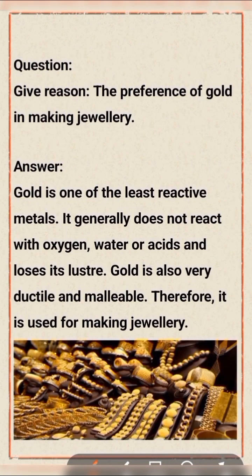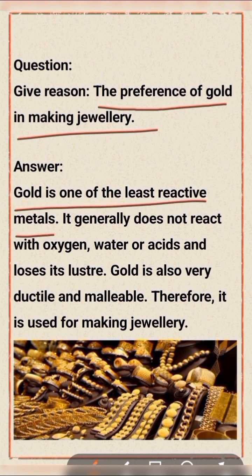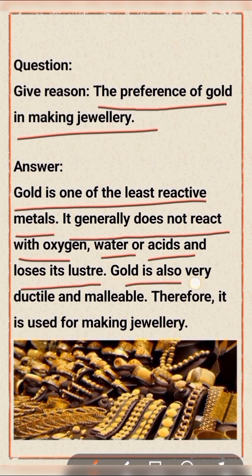Give the reason for the preference of gold in making jewelry. Gold is one of the least reactive metals. It generally does not react with oxygen, water, or acid and does not lose its luster. Gold is also very ductile and malleable. Therefore, it is used for making jewelry. This is the picture supporting this question.